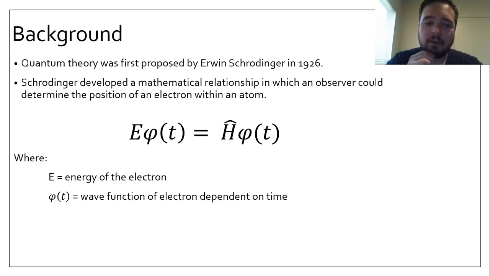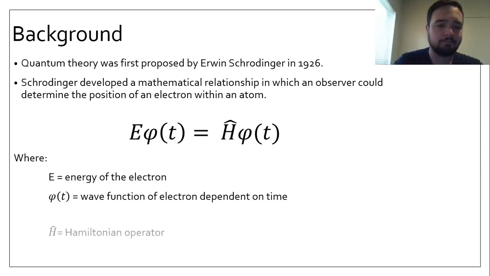This phi t is the wave function of the electron dependent on time. So again, going back to the previous video, electrons can act as both a particle and a wave. Well, when an electron is observed, it can act as a wave, which means the crest can determine its probability of location at a particular time. So the electron could be in one place at one time, or the electron could be in three places at one time. So this wave function helps determine the position of the electron.